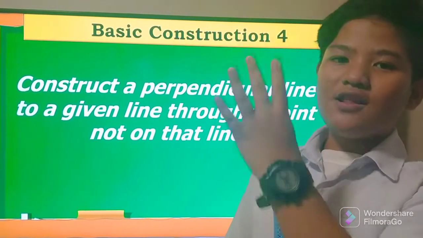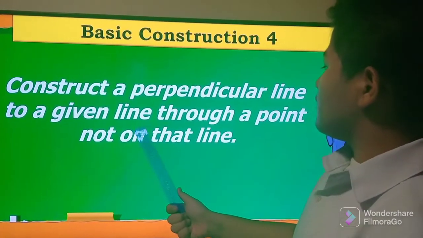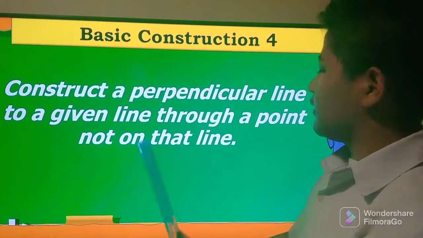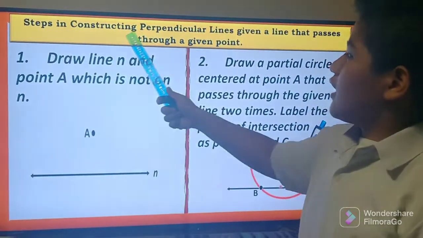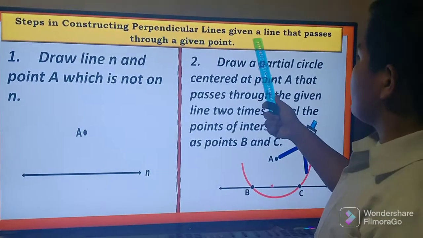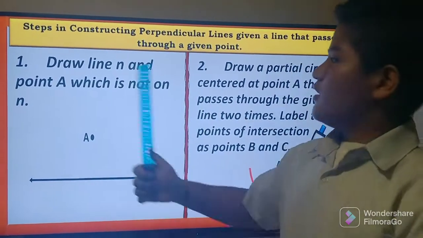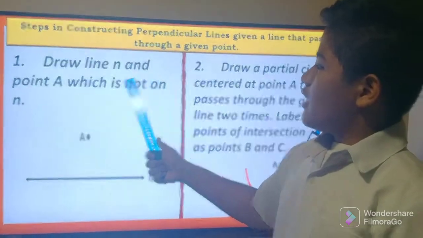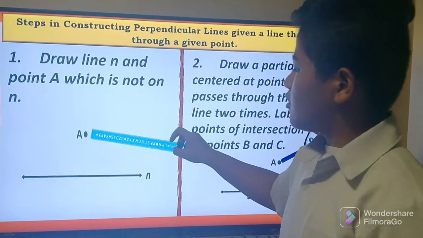Basic construction 4. Construct a perpendicular line to a given line through a point not on that line. Steps in constructing perpendicular lines given a line that passes through a given point. Number 1. Draw line N and point A which is not on line N. This is line N and this is point A.